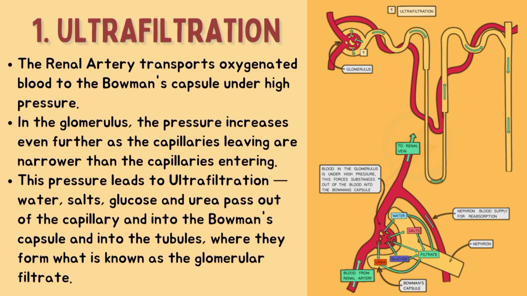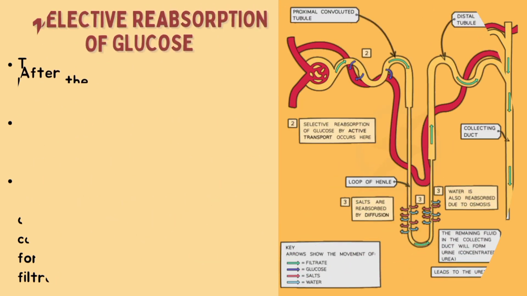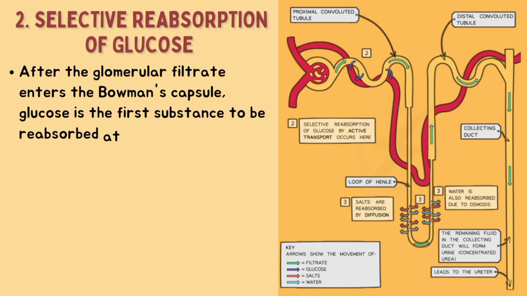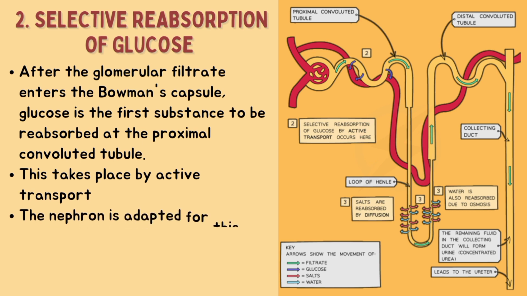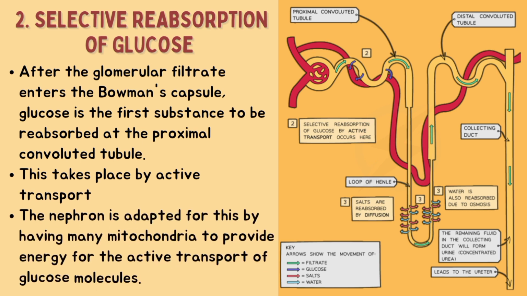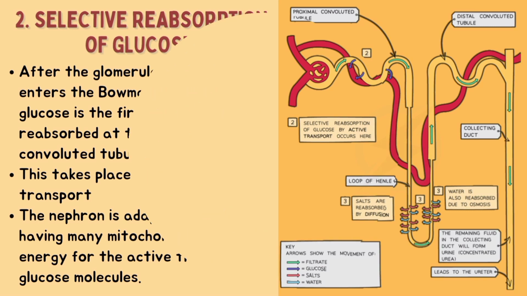This pressure leads to ultrafiltration. Water, salts, glucose, and urea pass out of the capillary and into the Bowman's capsule and into the tubules, where they form what is known as the glomerular filtrate. Proteins and blood cells are too big to leave the capillaries and so stay within the blood. Number 2. Selective reabsorption of glucose. After the glomerular filtrate enters the Bowman's capsule, glucose is the first substance to be reabsorbed at the proximal convoluted tubule. This takes place by active transport. The nephron is adapted for this by having many mitochondria to provide energy for the active transport of glucose molecules.